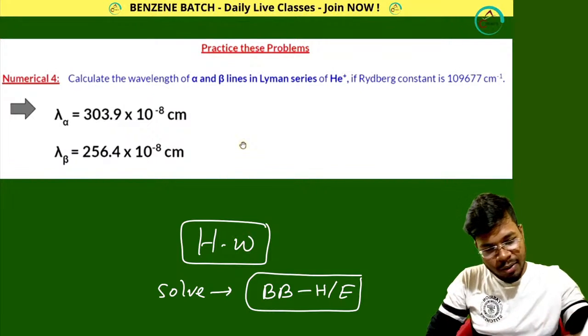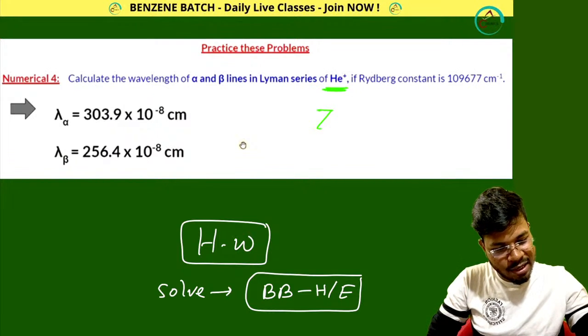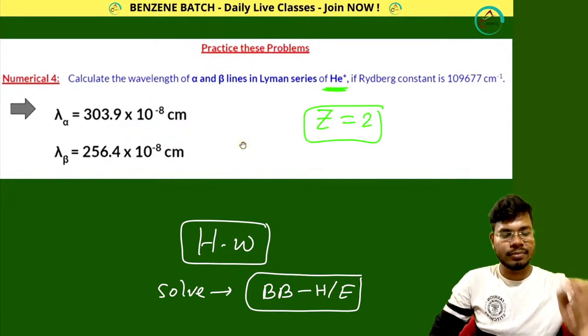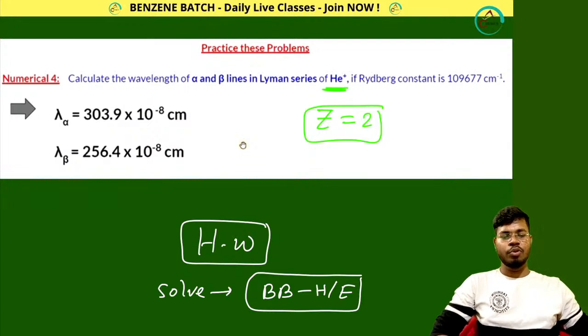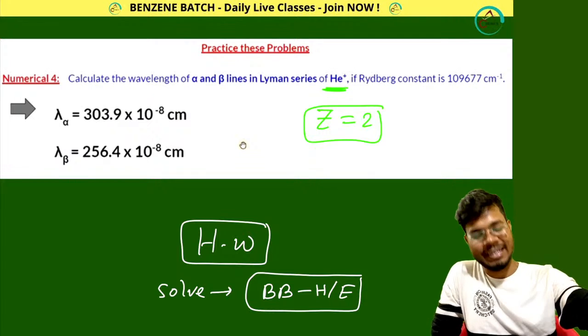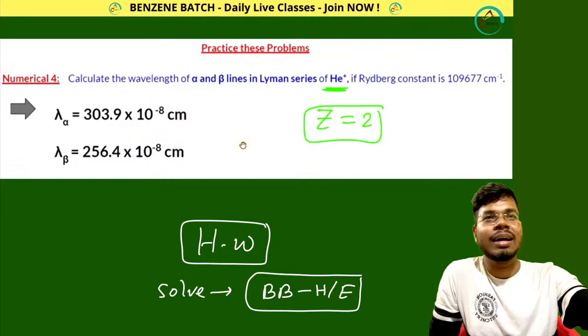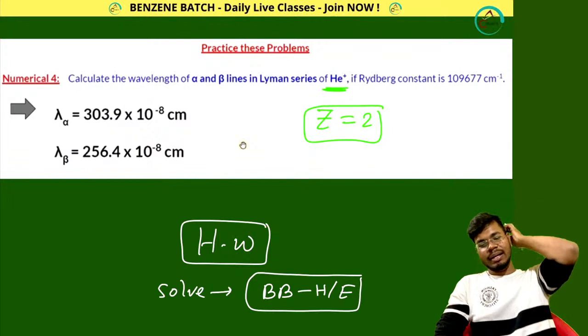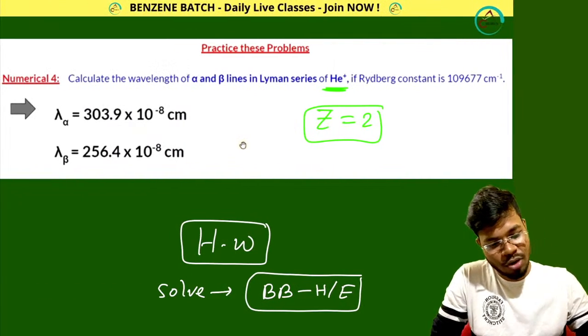So remember, here you are calculating for helium plus, that means Z will be equal to 2. Or if you have any specific problem or question, you can ask me right now. You took a screenshot, smart job. So this is your homework, and you will be solving it and sending it over here. This is a very important thing. Okay, that's all about this video.